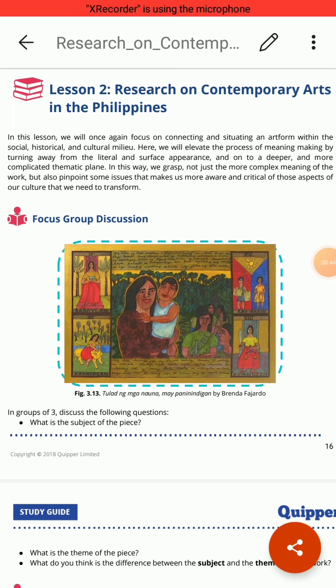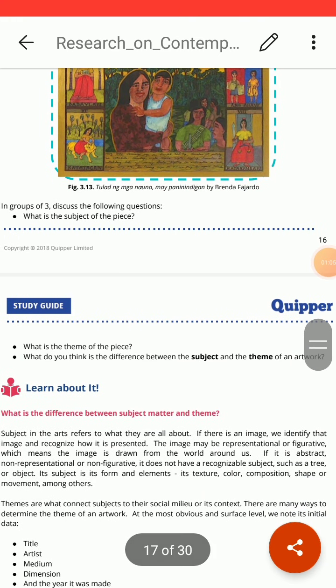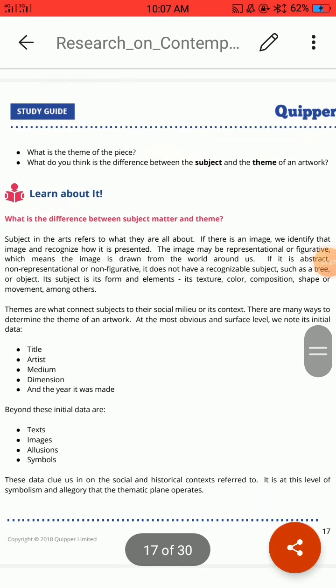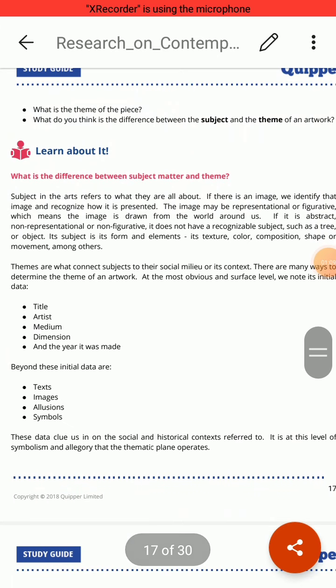So, diri makita nato ang mga artwork nga naay mga babaw na mga meaning, but naapod siya mga meaning kanang mag deep ta mag search the deeper meaning ato nga mga artwork. So, learn about it. What is the difference between subject matter and theme?